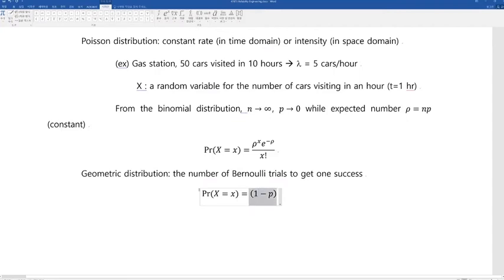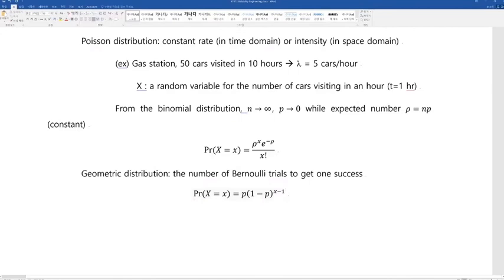So the general rule is that we need to fail x minus 1 times, and then at the x-th time we succeed. So this would be the distribution for geometric distribution. And x may go on and on and on. It can be extended to an infinite number.